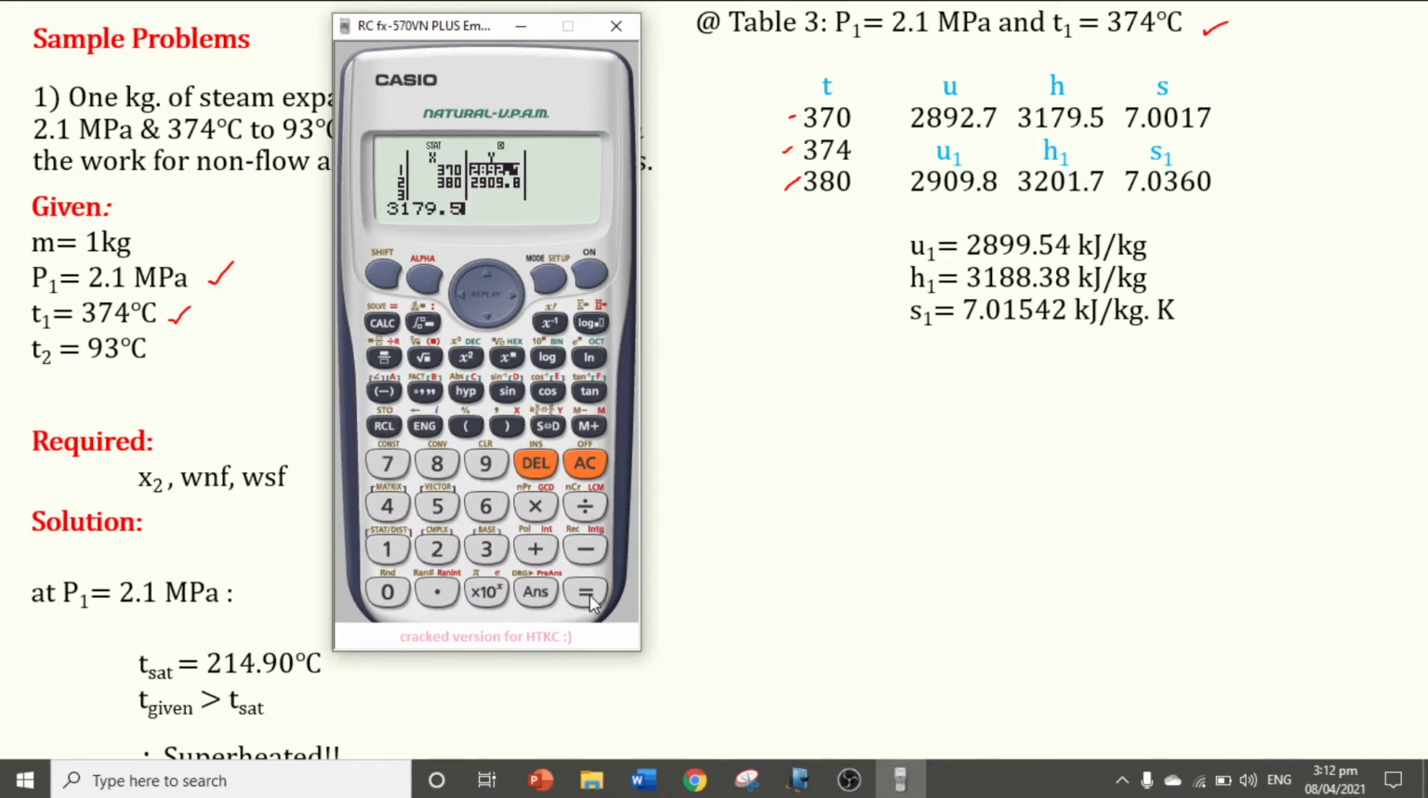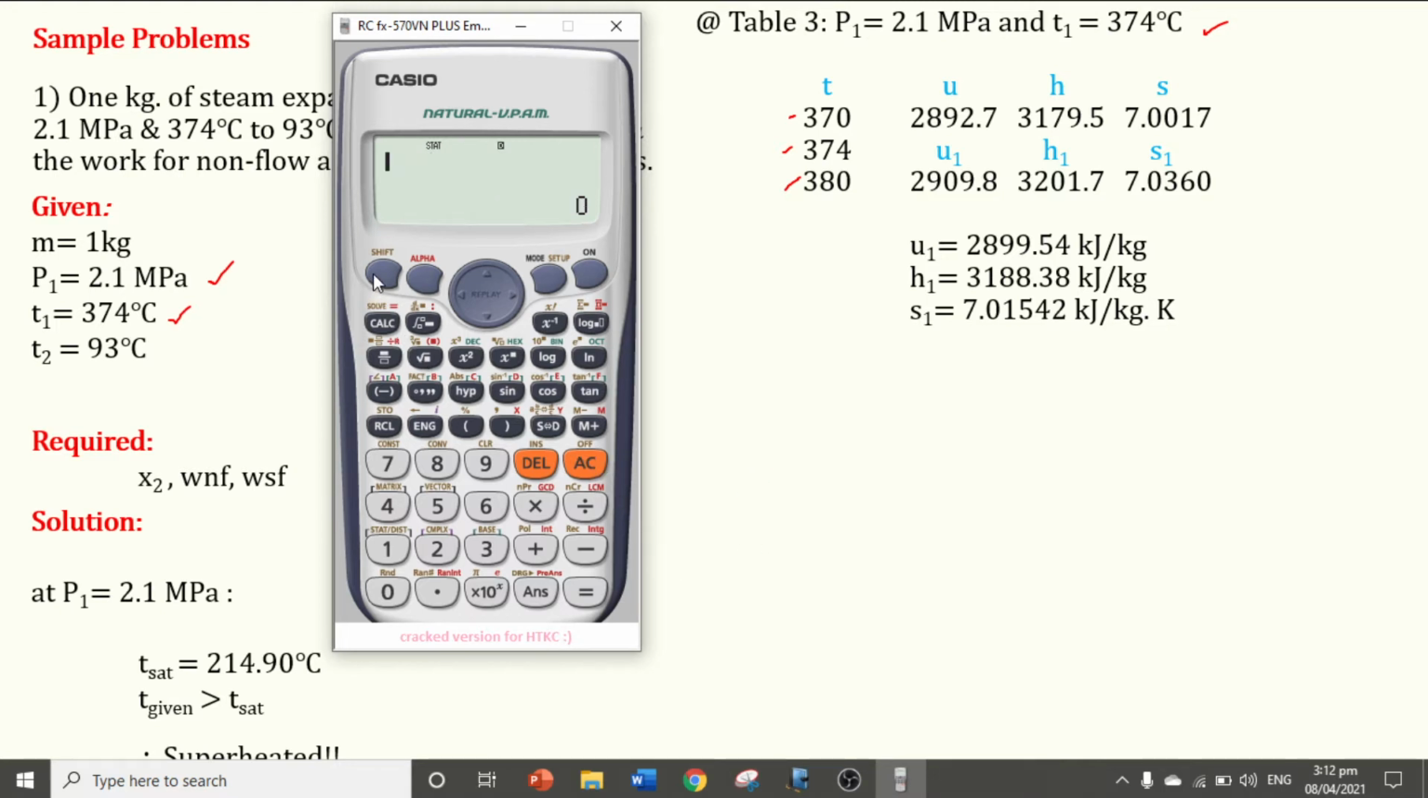Then 3201.7. Press AC, shift 1, 5, 5. Lagay natin si temperature, 374. Therefore, H1 is 3188.38 kilojoules per kilogram.